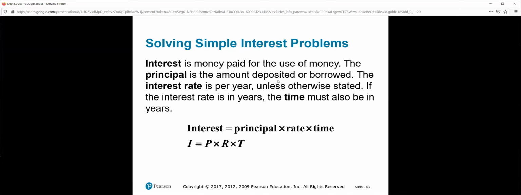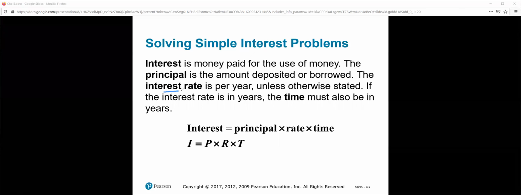So, interest is money paid for the use of money. Fun, right? The principal is the term that we use to describe the amount deposited or borrowed. You start with your principal, that is your basic amount. And then you have an interest rate that is, in this example, per year, but it varies. And that rate, right? Rate means percent.